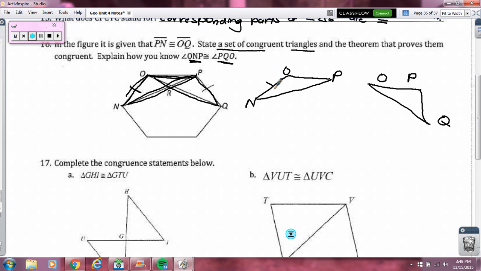We know that NO and PQ are the same size. Also, both of those two triangles have this side, OP. Not for Osborne Park, but for that side of the triangle. Cool. And what else might they have in common? Let's see.